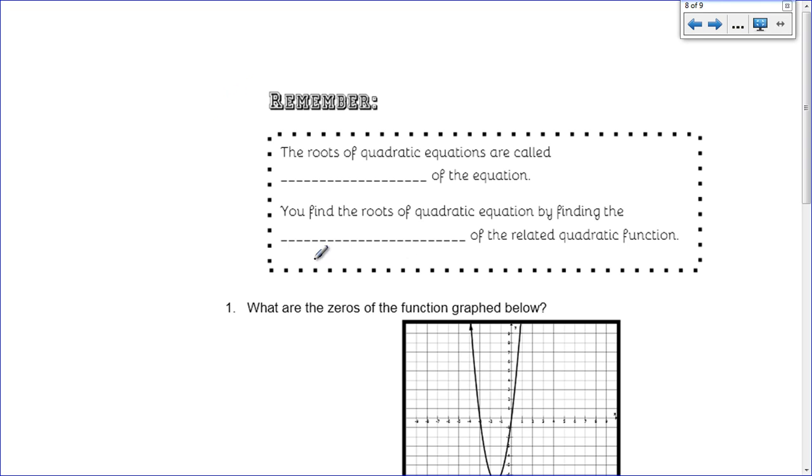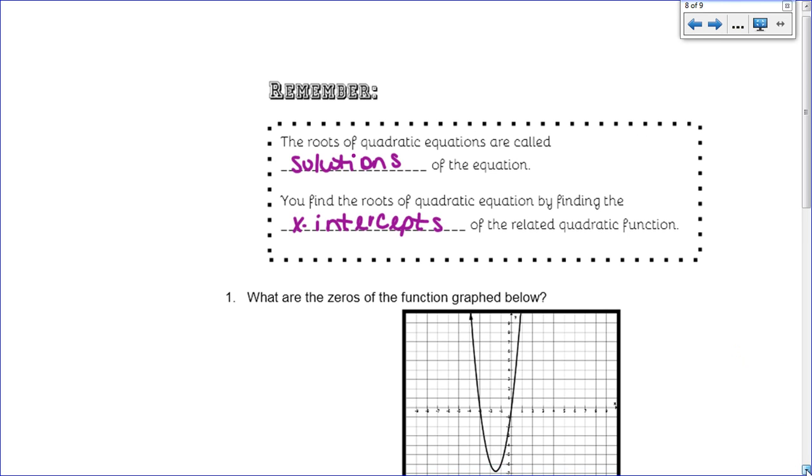So remember, this was on the first page when we did this at the very beginning, but we need to remember the roots of quadratic equations are called our solutions. And in order to find the roots, we have to find the x-intercepts. And so this goes back to all four of those words. Roots, x-intercepts, solutions, and zeros all mean the same thing. And you're going to see questions asked that way, several ways, over and over.